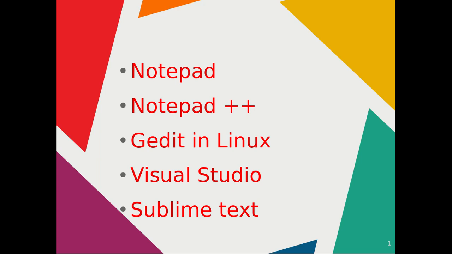The last one, Sublime Text. Sublime Text is like Visual Studio, but in Sublime Text you can't compile the programs. Same as Visual Studio, you need to save the file and then start coding so that your font colors will be visible while coding.